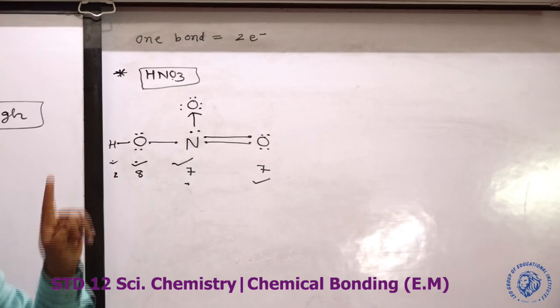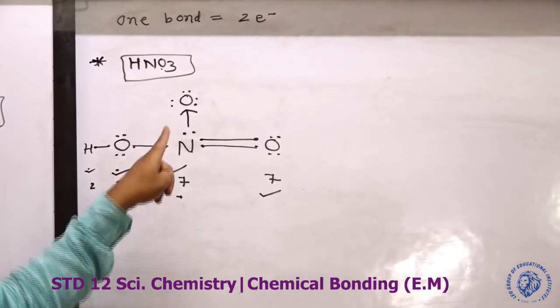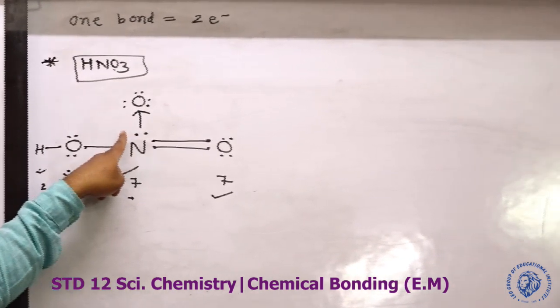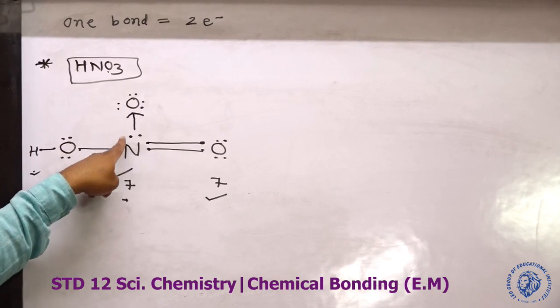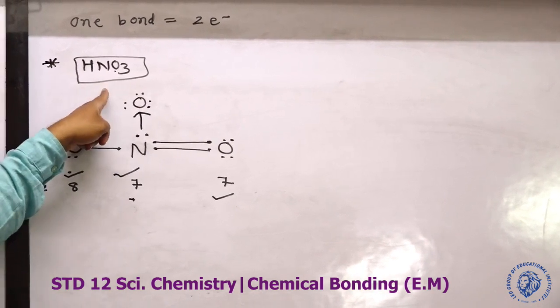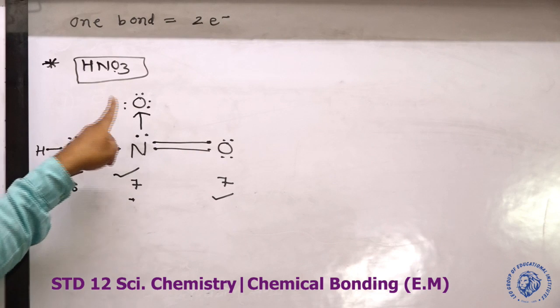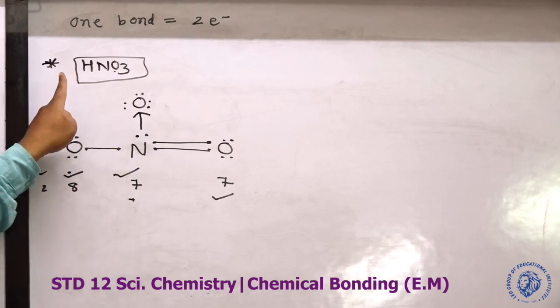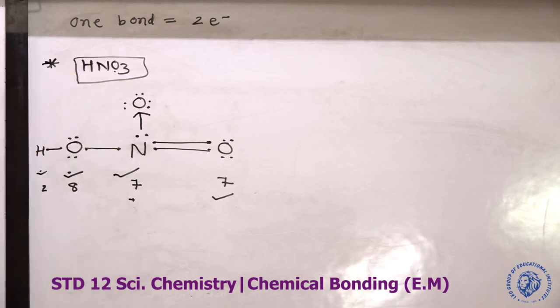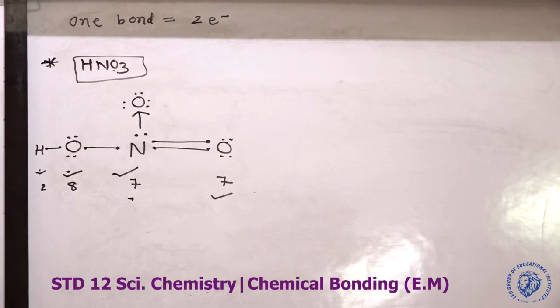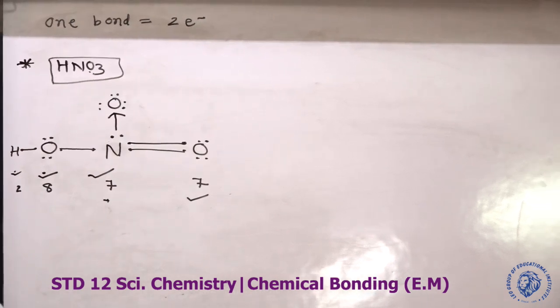This nitrogen, after completing its octet, if any electron is left unbonded, that electron is shared with the neighboring atom. And this bond is called a coordinate covalent bond in the case of nitric acid. We will continue with more examples of coordinate covalent bond. Thank you.